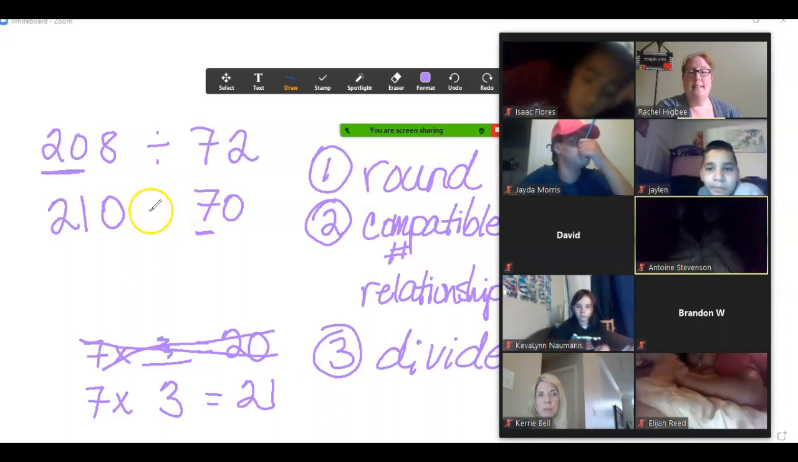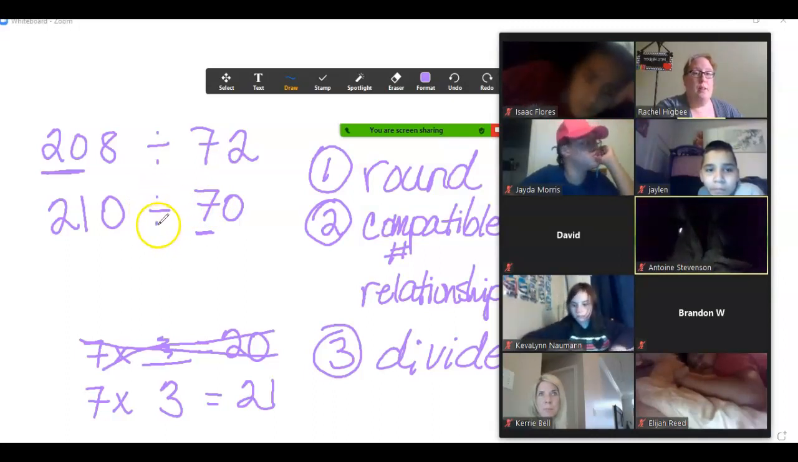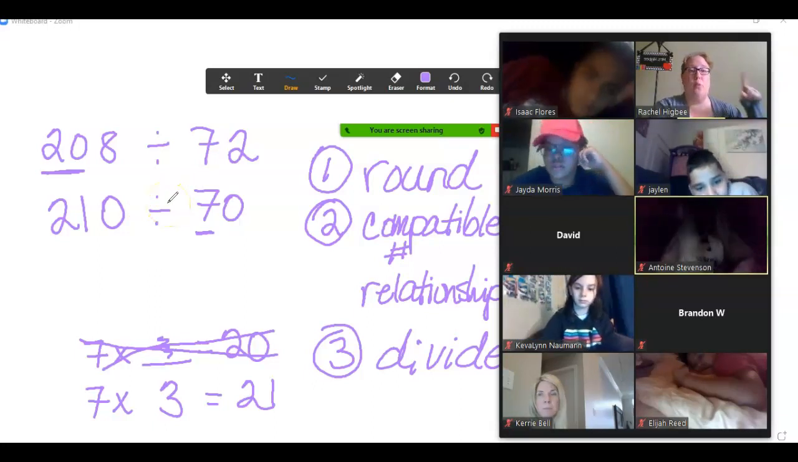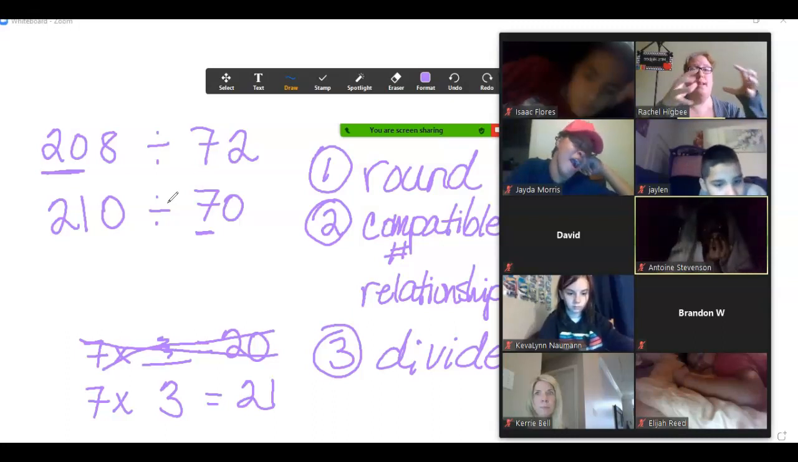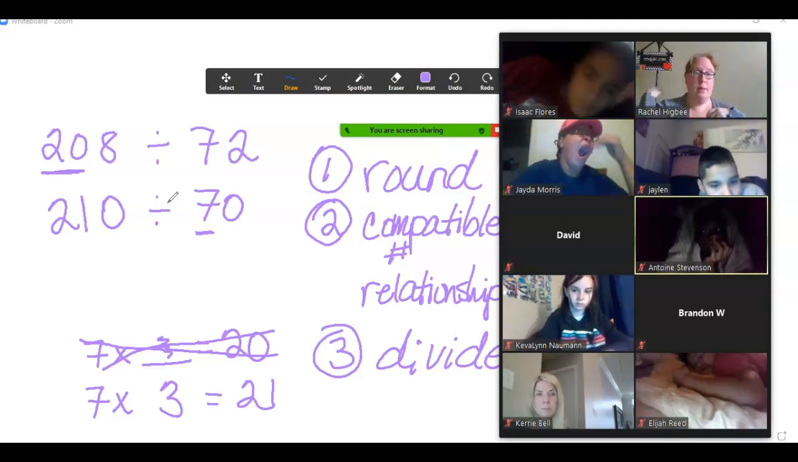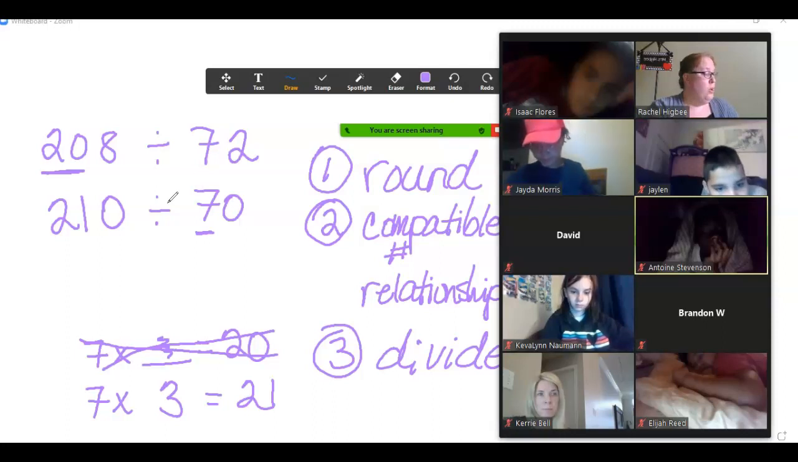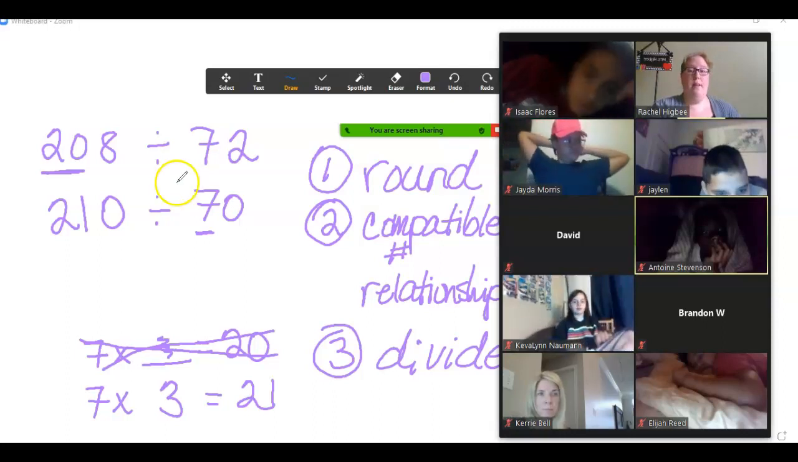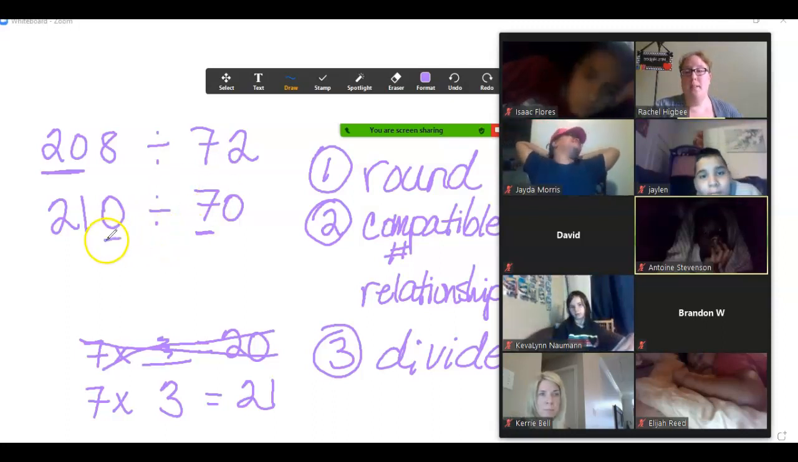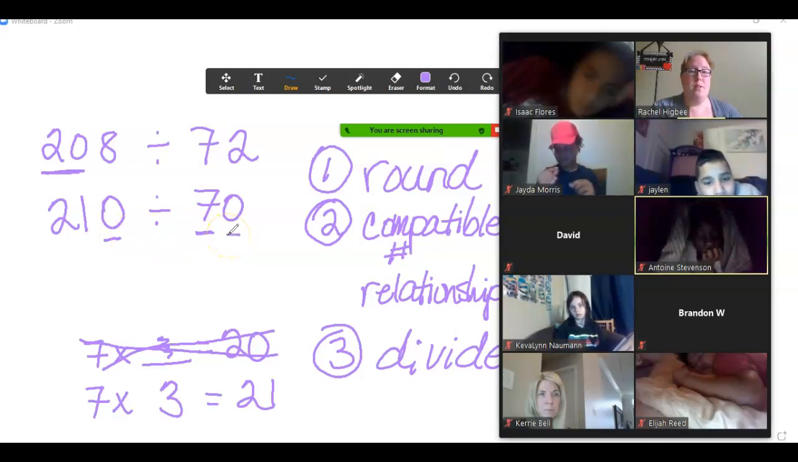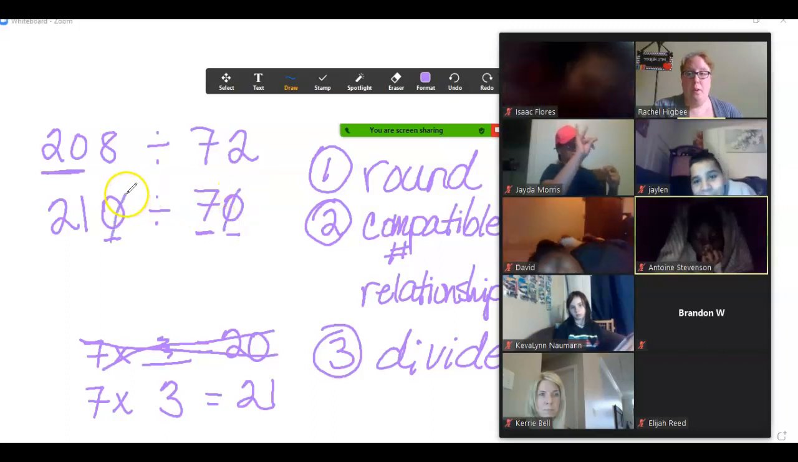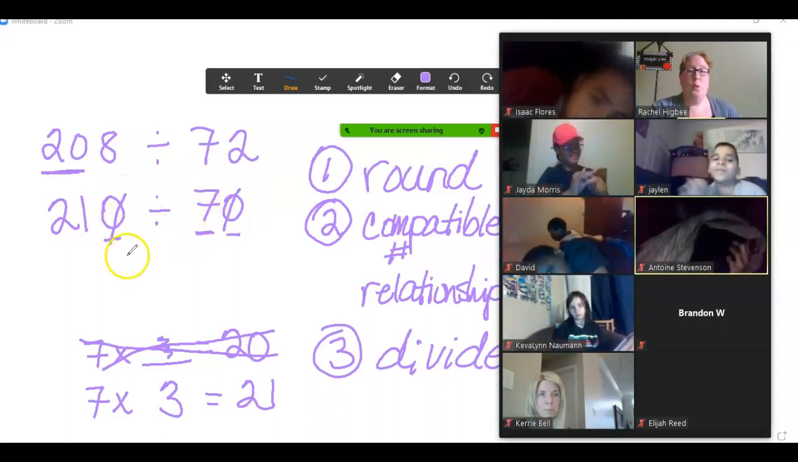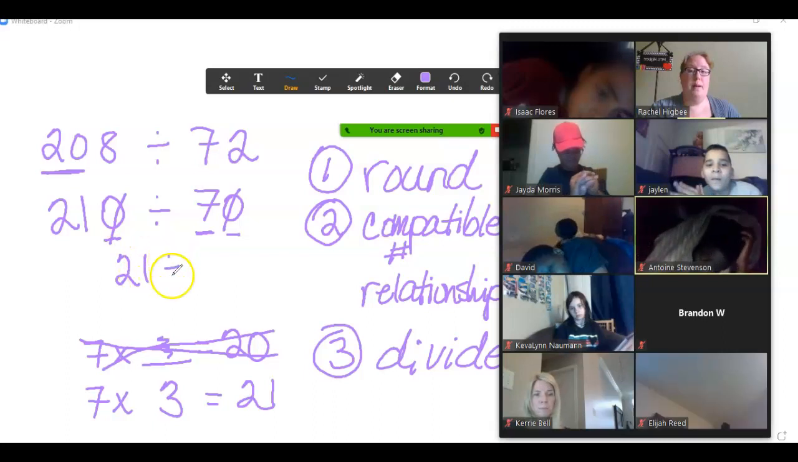Okay, so then our last step is to divide. Well, before I divide, I look at my zeros. And again, if I have a 0 in the dividend and a 0 in the divisor, I can match them up and get rid of them. So in this problem, I do have one in the dividend and one in the divisor, so I can match them up and get rid of them. And now I have 21 divided by 7.